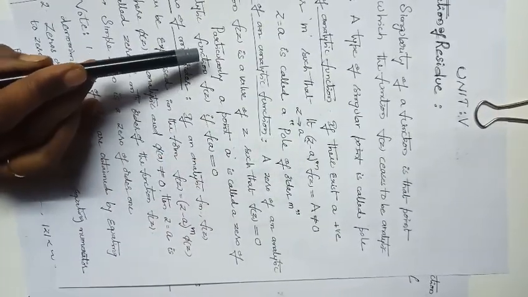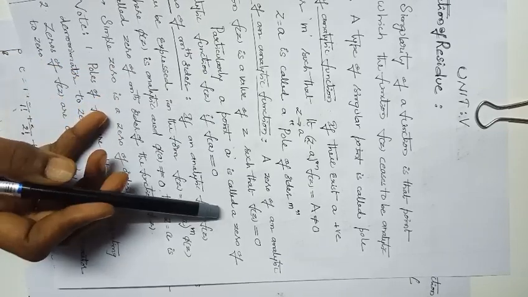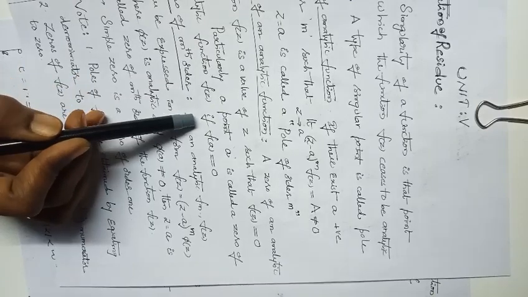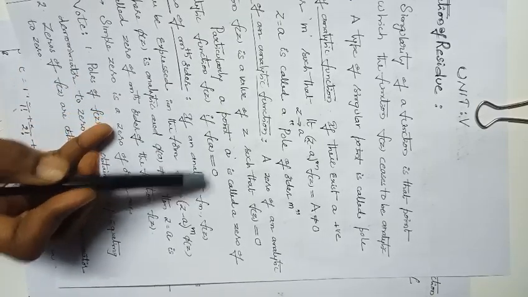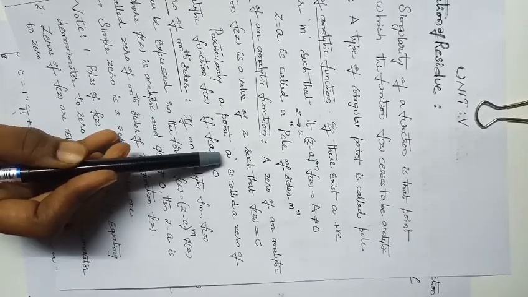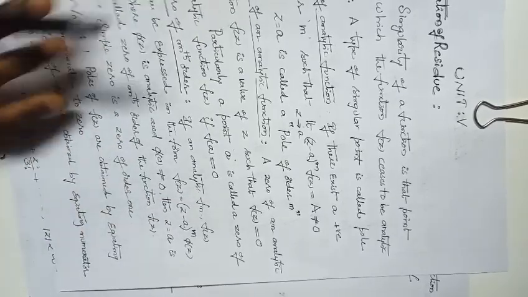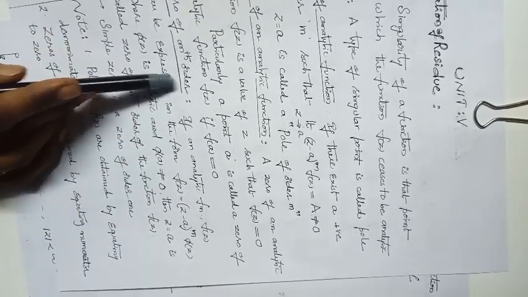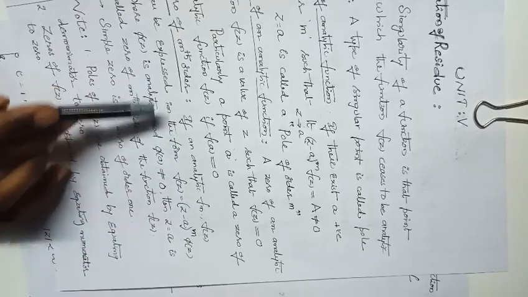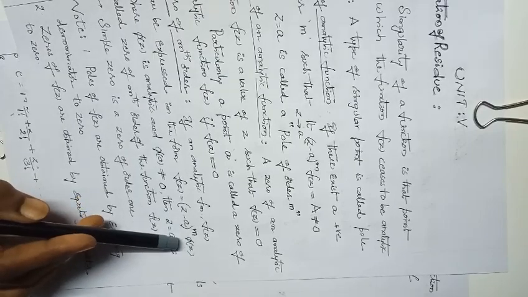That's why the second definition is given as: particularly, a point a is called a zero of the analytic function f of z if f of a equal to 0. I mean at the point a the function value is 0, such a point is called a zero of the analytic function. Next, the standard definition of zero of mth order. If an analytic function f of z can be expressed in the form f of z equals z minus a whole power m times phi of z.